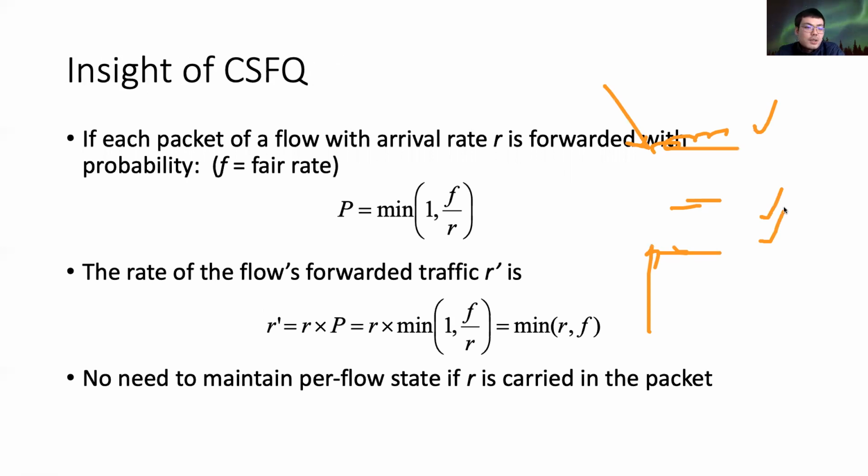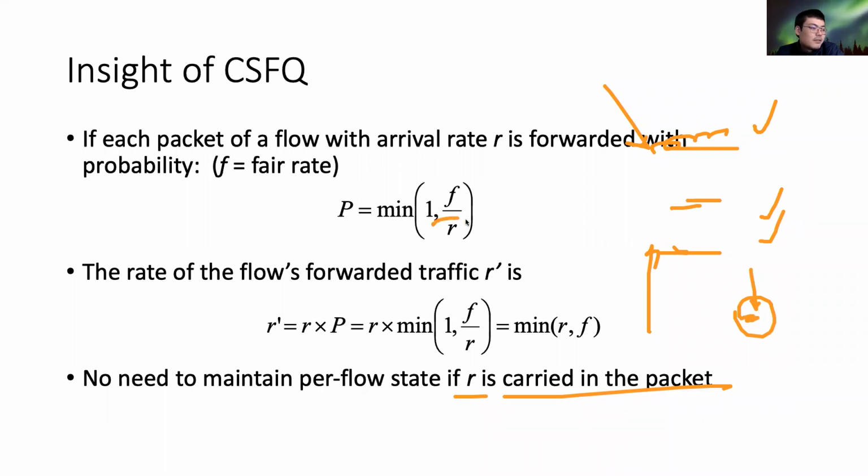So in order to address this concern, the rate is actually carried in the packet. The core router just checks the packet. The packet itself tells you how fast it is arriving, because the edge router will know how fast it's sending. It will send this data into the packet, and then you can read it.